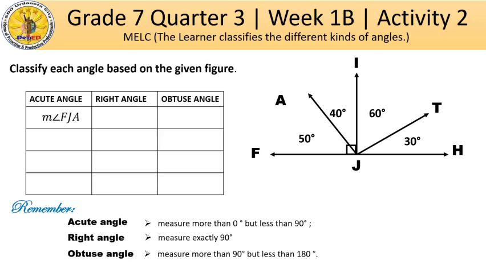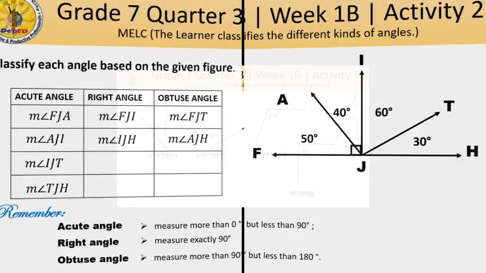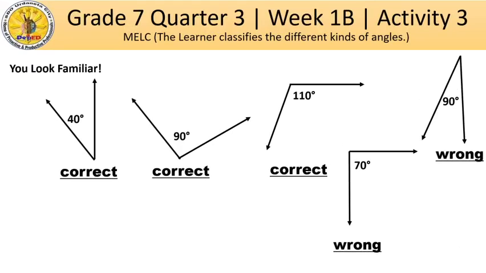First, the acute angle. So we have there angle FJA, angle AJI, angle IJT, and angle TJH for the acute angles. How about the right angle? FJI, IJH, and for the obtuse angle is FJT and AJH. So let's proceed to activity 3, entitled You Look Familiar. So these are the given angles. So no need for you to use the protractor. Just estimate if it is correct. Okay? So we have here.